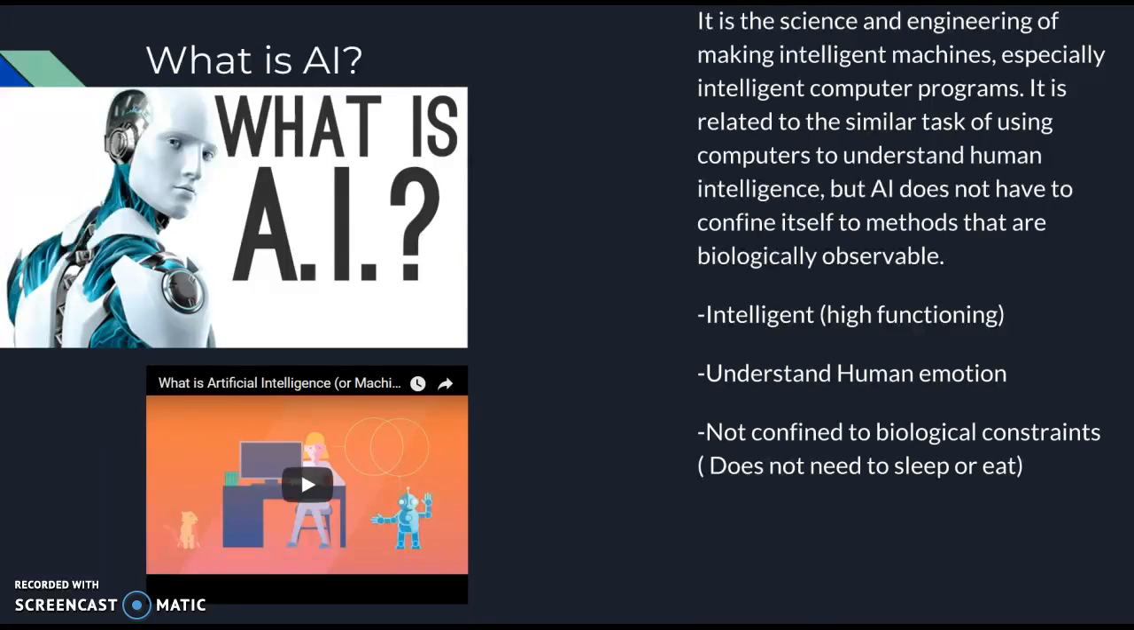Lastly, artificial intelligence is not confined to biological constraints, meaning it doesn't need to eat or sleep. It can work for as long as you want it to. It can stay up all night. It never needs to take a break or ingest any sort of calories. Just those type of things that as humans we have to do to survive. That is something that artificial intelligence does not.